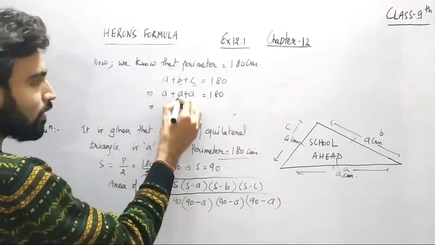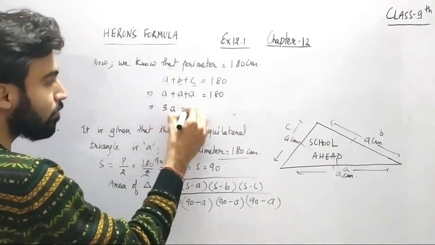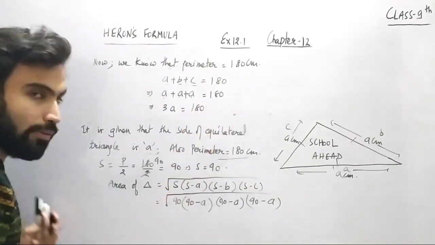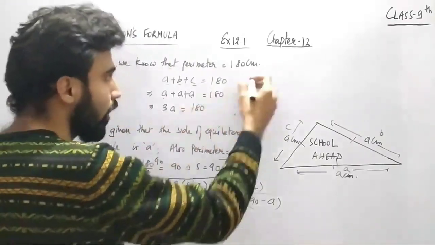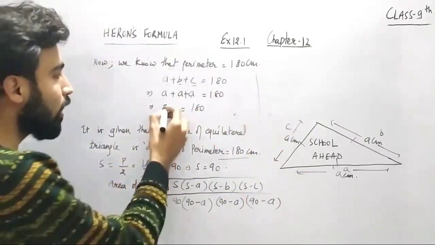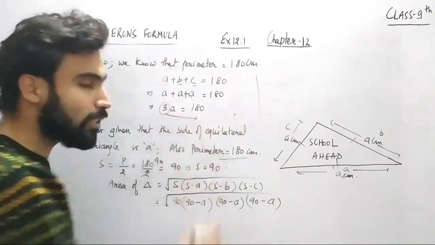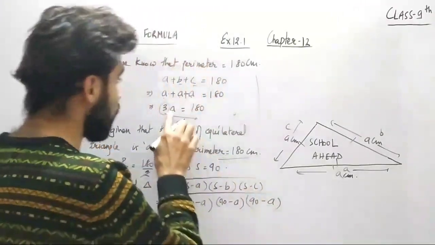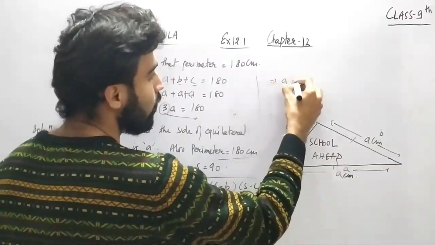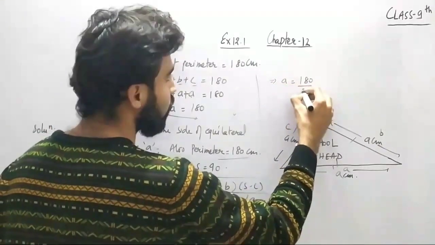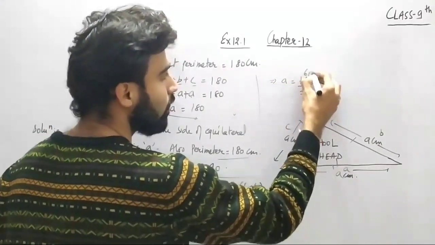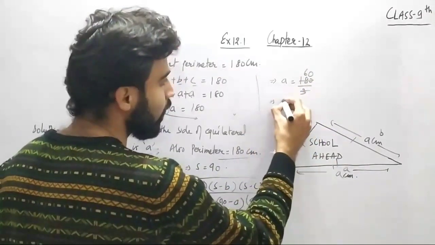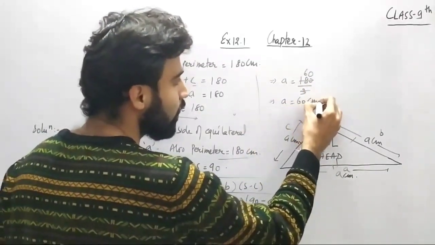Now you can see a plus a plus a, that will be 3a equal to 180, right? Now you can see here, the 3 that is multiplied will go to the other side in division, right? So that will give you the value of a. As you can see, 180 divided by 3, so 3 6 18 and 0 as it is. So here you can see the value of a is 60 centimeter.